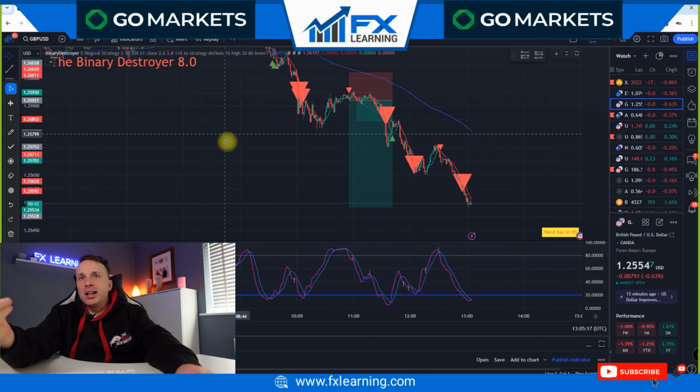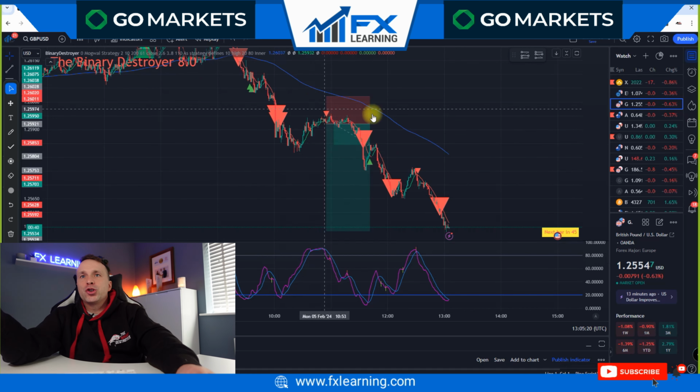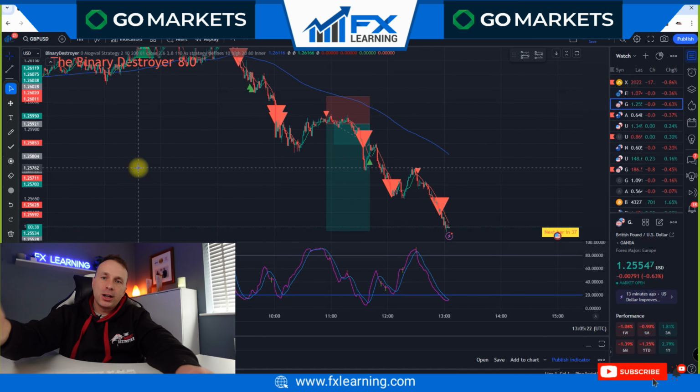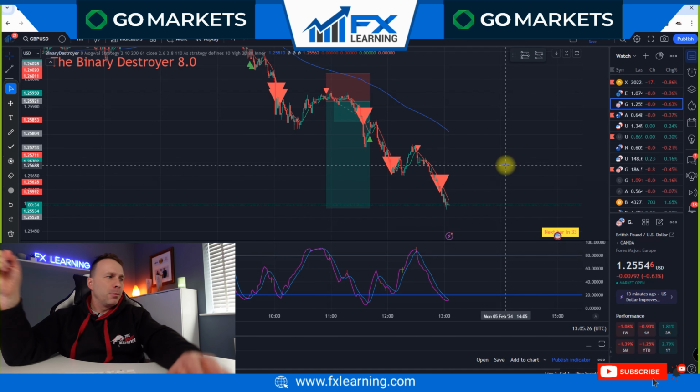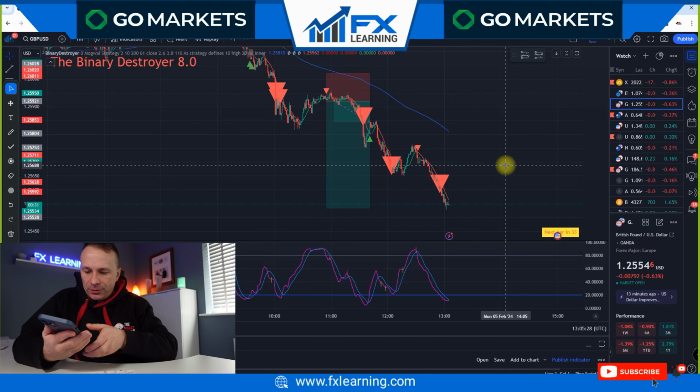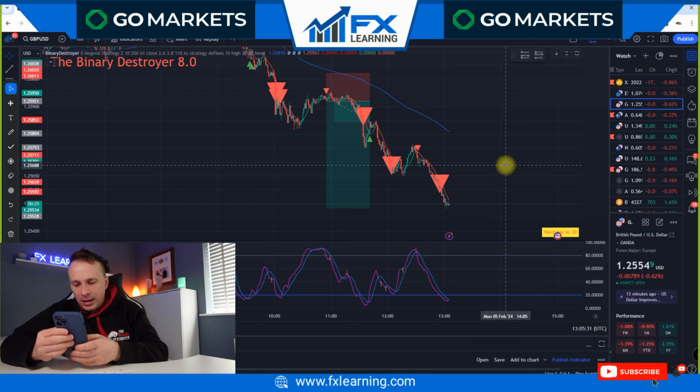So let me give you an example here. This is the trade that I took today on GBPUSD. Beautiful trade. Couldn't argue with that. It's still going now, but obviously I closed it off. Hold on, give me a sec here. I've got to look at what trades I took today.